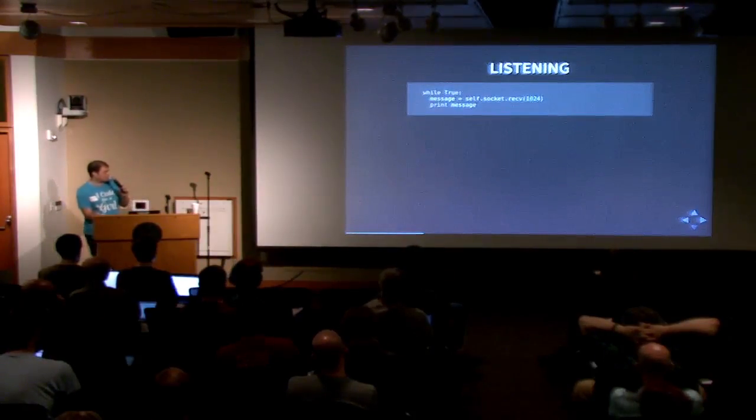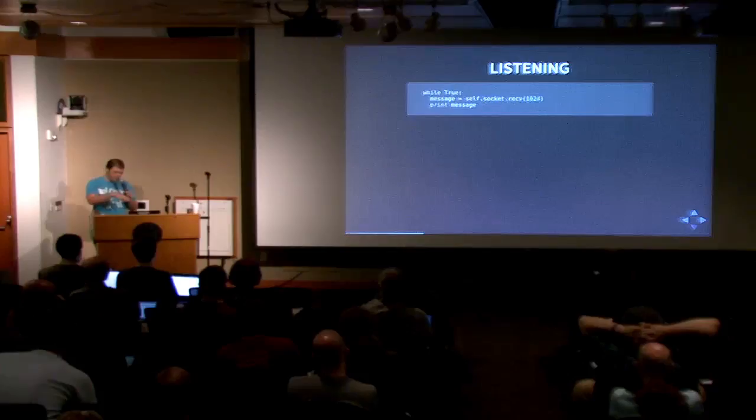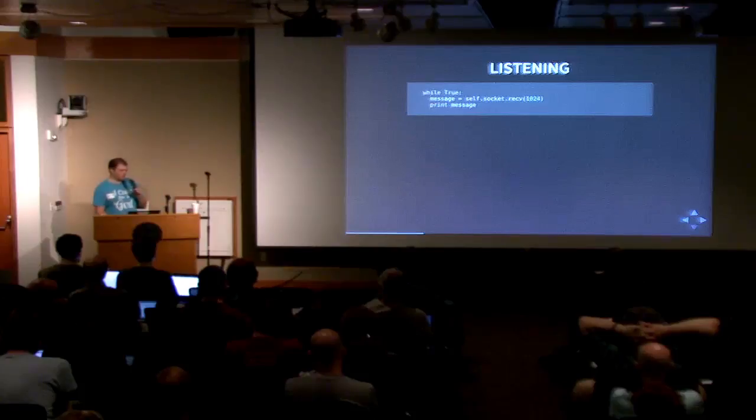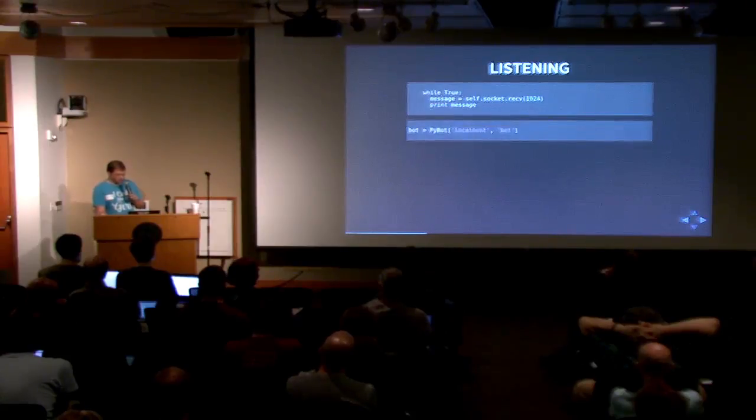And then to listen, all you do is you just have this infinite loop, and you do socket.receive. The thing you pass into it is the buffer size. You say, give me the message. If it's more than 1024, in this case, 1 kilobyte, only give me the first 1 kilobyte. That's so you don't run out of memory trying to read a giant message. And then we just print it so that we can see what's going on.